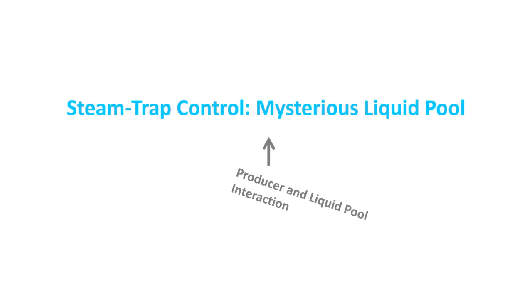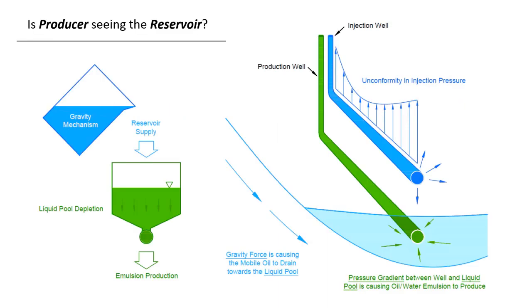So let's talk about the liquid pool interaction with the producer. We know now how to manage the subcool, but what's a subcool? How can we use it? Does it provide us a higher rate or less rate? And then we talk about flashing.